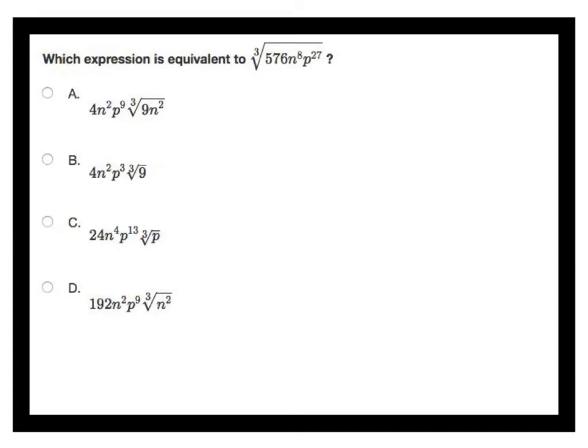So I'm simplifying this radical. I have a couple of different options on how to do this, but I'm going to do this one from scratch and not use the calculator to help me through it. I'm going to start by looking at how I find the cube root of 576. We'll deal with the variables in a minute. Let's just deal with the number for now.